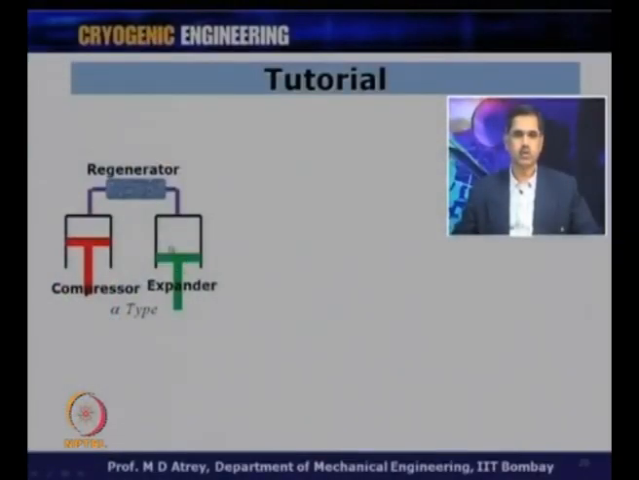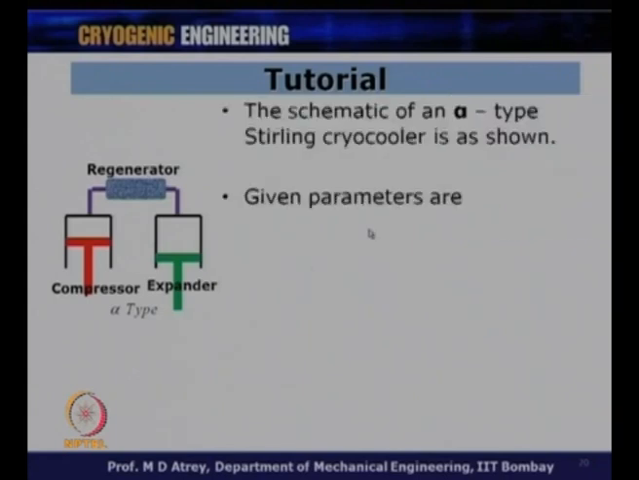So, what do I do? I go back to my basics and understand from the temperature entropy diagram what my enthalpy requirement, what my cooling effect requirement is in order to get 10 liters per hour of liquid nitrogen. This is my alpha type cryocooler, which has a compressor piston and an expansion piston, also connected through a regenerator. The schematic of an alpha type Stirling cryocooler is as shown.